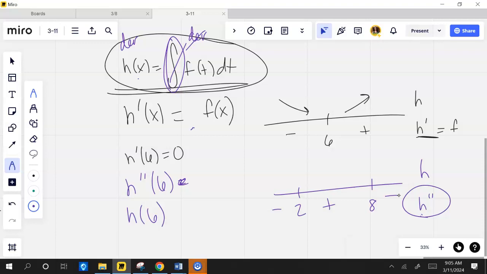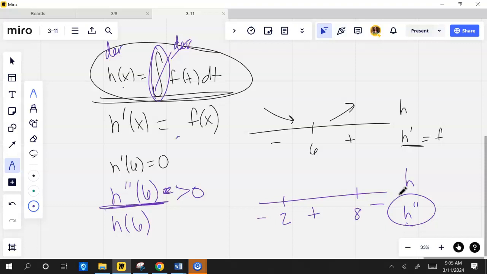I know that at h of 6, or the second derivative here, it's positive. Agreed? What about h of 6? That's the only one I'm left with. If h of x is the integral from 0 to 6 of f, look at your graph. What happens between 0 and 6? It's negative. It's below the x-axis, so that tells me it's negative.